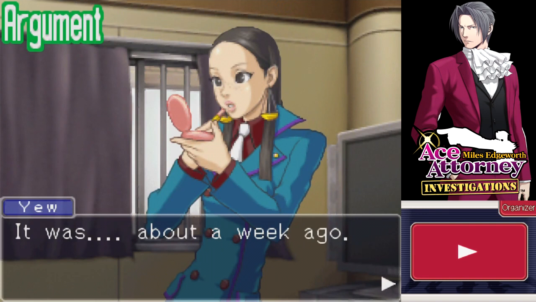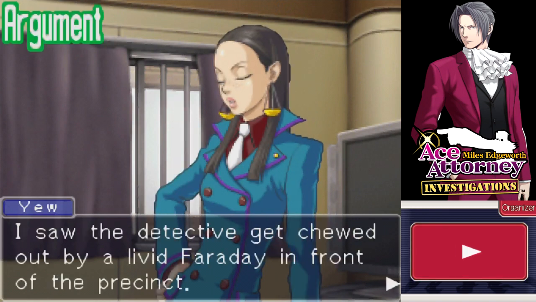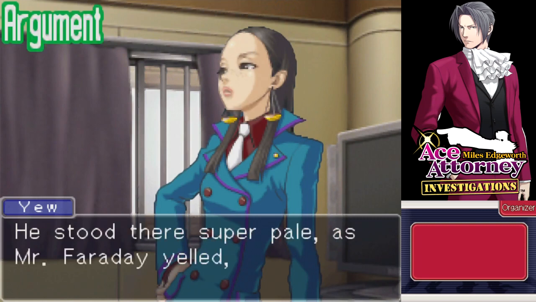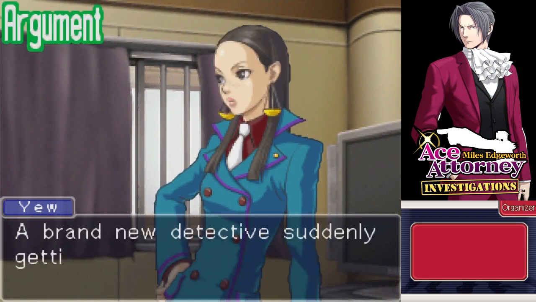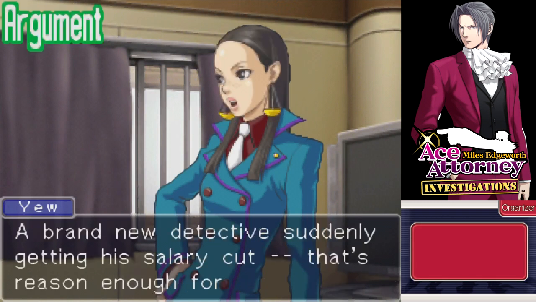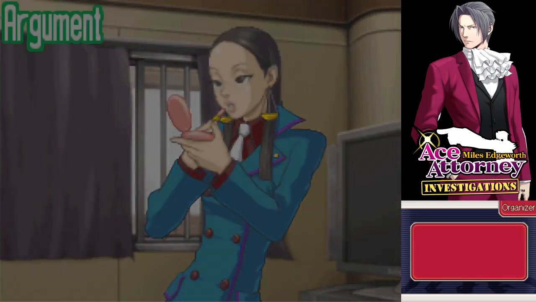It was about a week ago. I saw the detective get chewed out by a livid Faraday in front of the precinct. He stood there super pale as Mr. Faraday yelled, "That's a salary cut for you, you nitwit." Ah, damn it. A brand new detective suddenly getting his salary cut. That's reason enough for a grudge. Well, how's that for the perfect explanation?